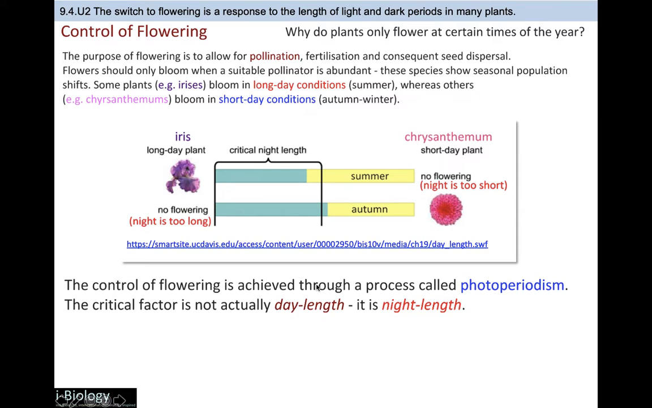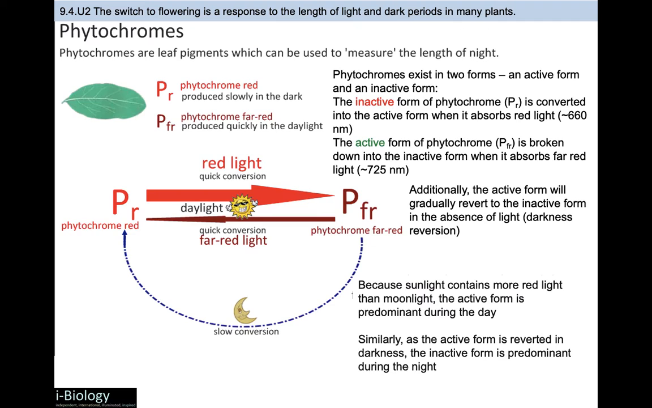And this whole control of flowering is due to a process called photoperiodism. And its critical factor is not actually the day length, it's actually the night length. So how long the night is actually what is going to contribute. So before we get into it, we have to understand these things called phytochromes. Phytochromes are leaf pigments which can be used to measure the length of nighttime.